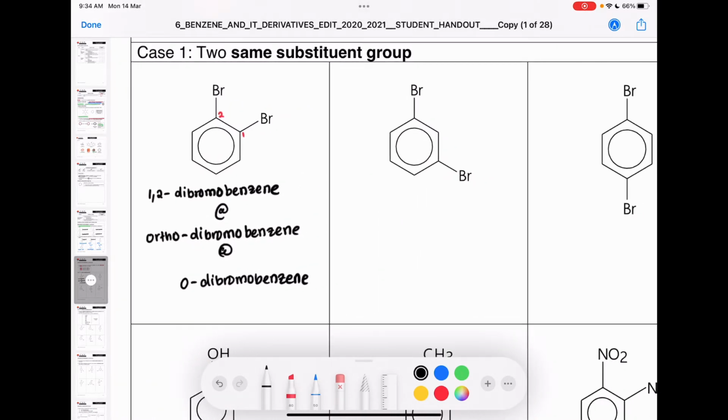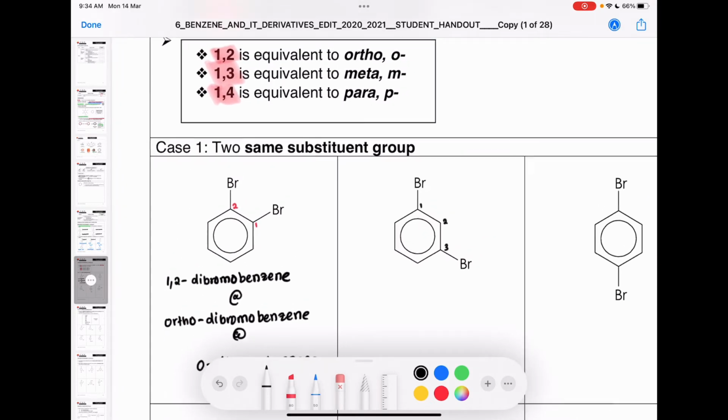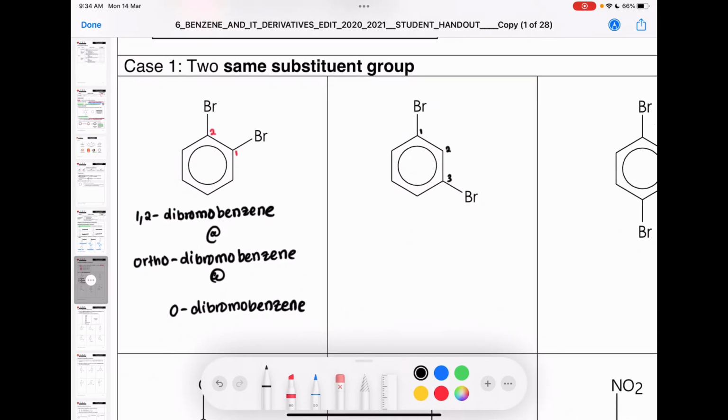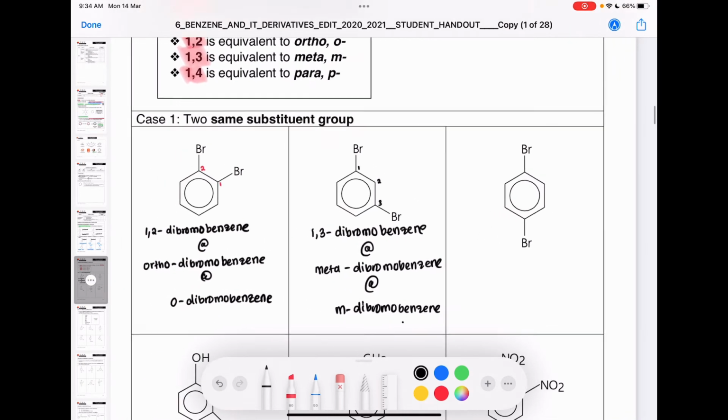Now for this one, if we see, this one will be carbon number 1, carbon number 2, and carbon number 3. So 1, 3 will be represented by meta. So we can write it like this: 1,3-dibromobenzene, or meta-dibromobenzene, or M-dibromobenzene.